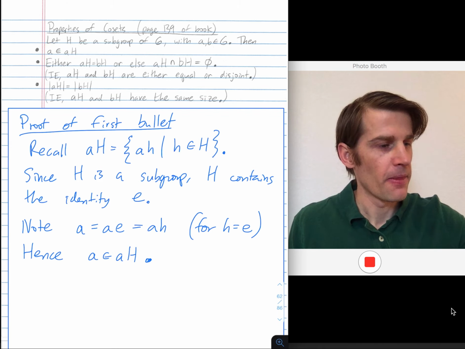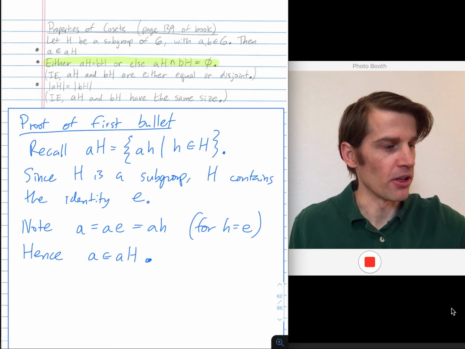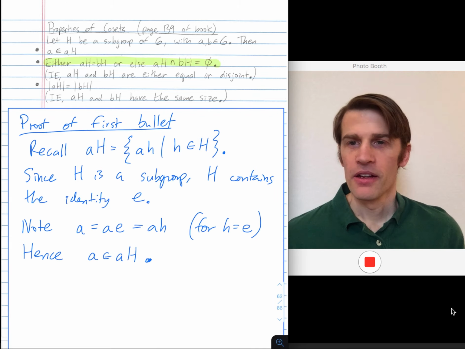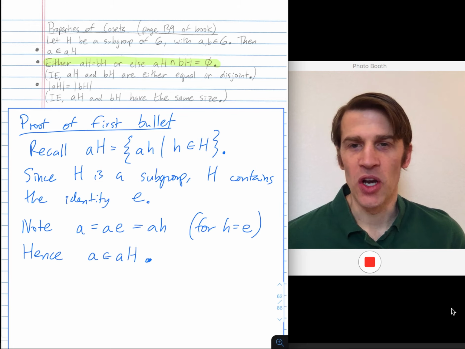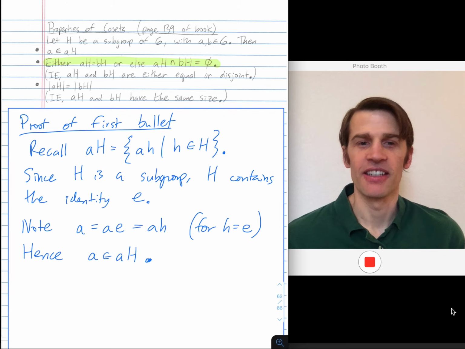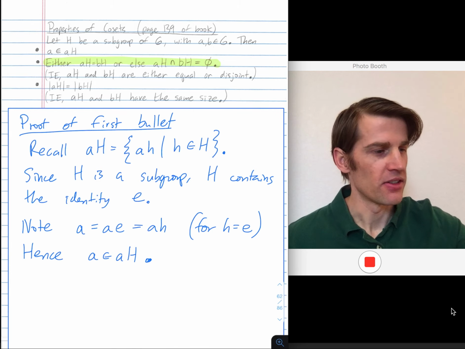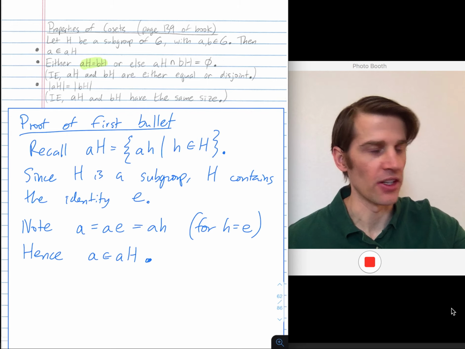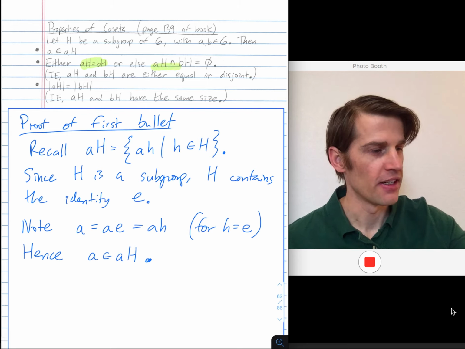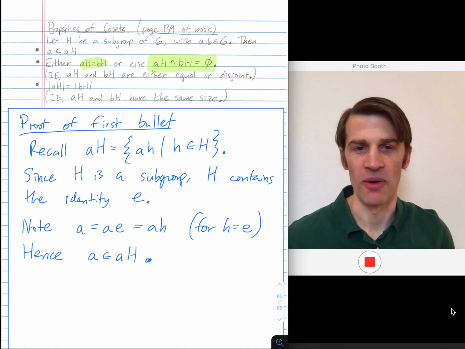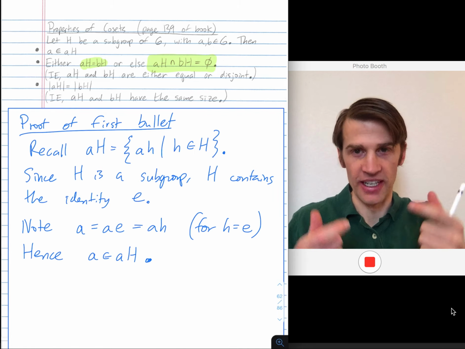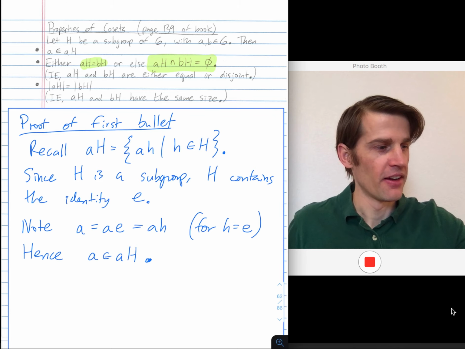All right, now let's talk about the second bullet. The second bullet is saying that two cosets, AH and BH, are either equal or disjoint. Here on the left, these two cosets are equal, or otherwise the cosets are disjoint. They have no elements in common. In other words, their intersection is the empty set.